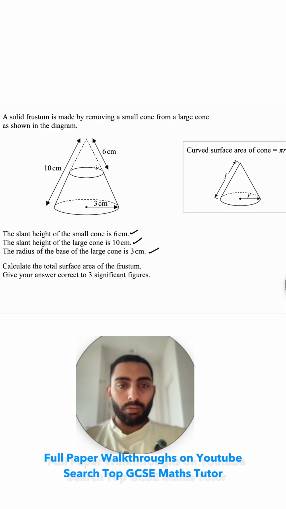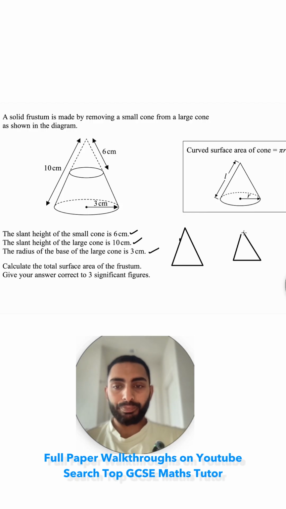The first thing that I'm going to do to help with the calculations is work out what this radius is. I've got two similar cones, so I'm going to draw two similar triangles to help. In the small cone, the slant height is 6. What have I multiplied to get from 10 to 6? 6 divided by 10 is 0.6. I know the radius of the large one is 3, so I multiply that also by 0.6. 3 times 0.6 is 1.8. So now I know the radius of that small circle is 1.8, I can start working things out.